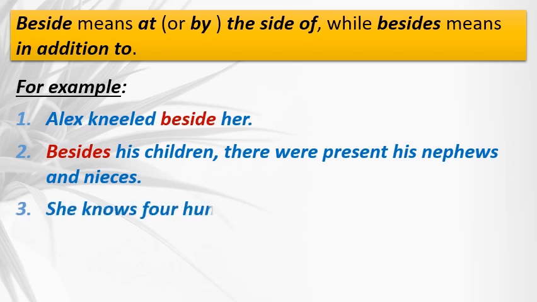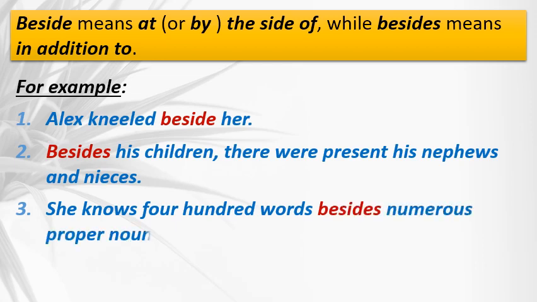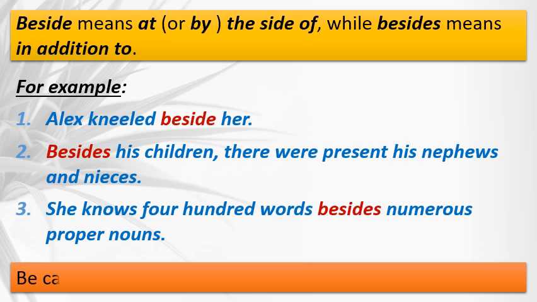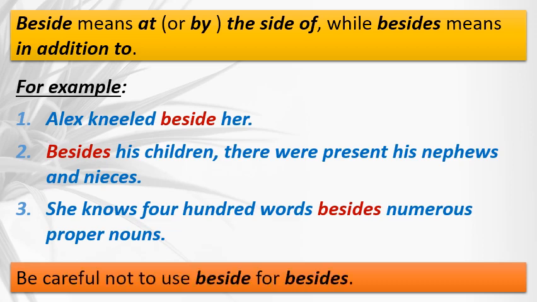Number 3: She knows 400 words besides numerous proper nouns. Be careful not to use beside for besides.